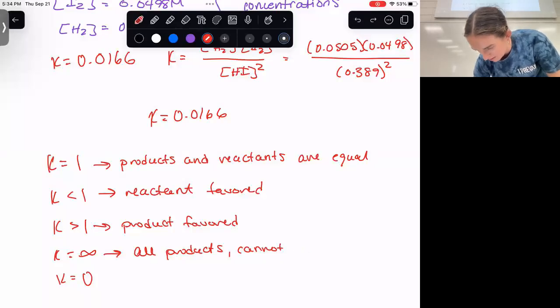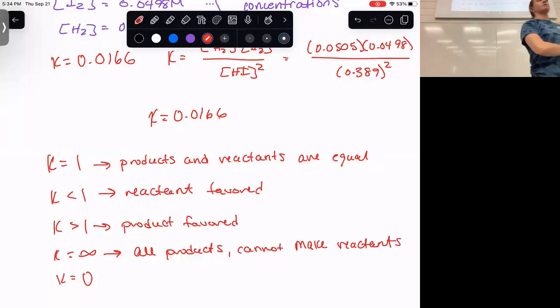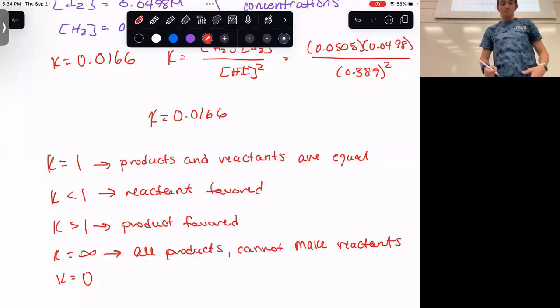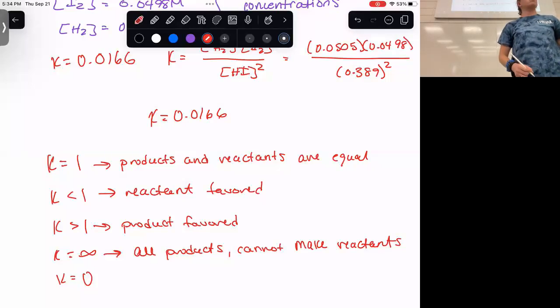It cannot make reactants. Right, if it's infinity, that means we have a very high numerator, which means we have all products and no reactants. So it's an irreversible reaction, was the word I was looking for. And then if K is 0, what do we have? We have the opposite, right? We have no product, we have only reactants.